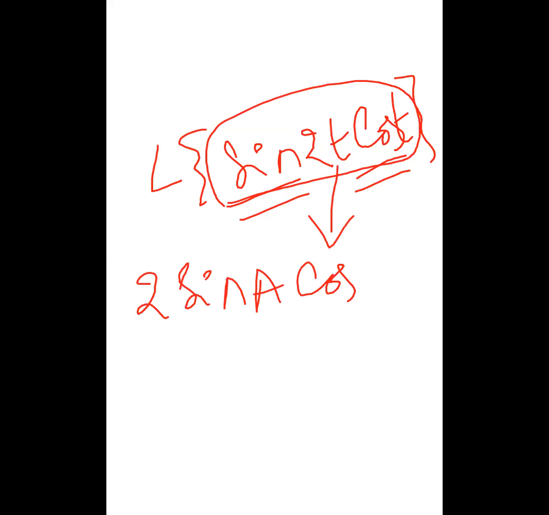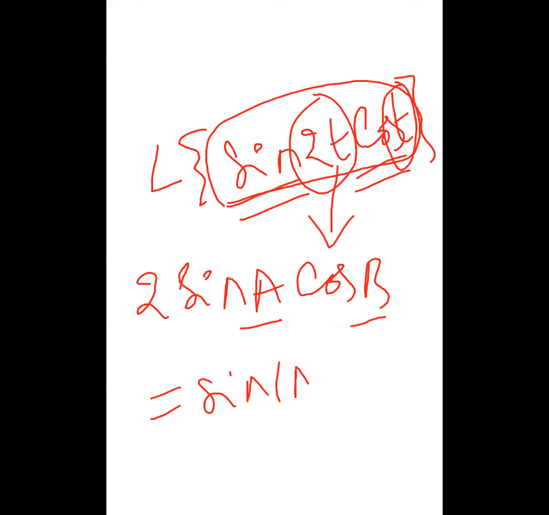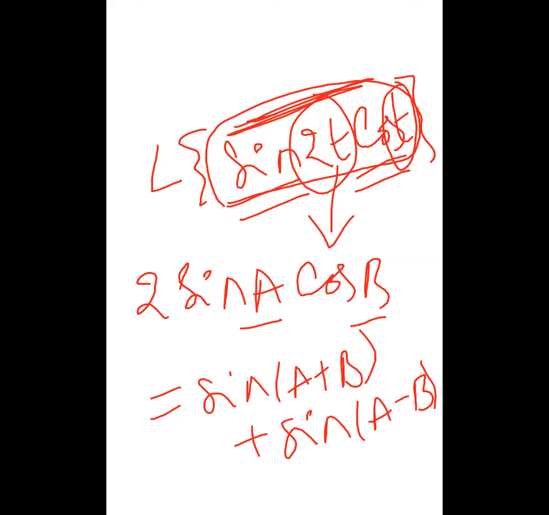Observe that both angles are different. The first angle is 2t and the second angle is t. That's why I choose the formula 2 sin A cos B, which is sin A plus B plus sin A minus B. Substituting the angles A equal to 2t and B equal to t, we get sin 2t plus t, that equals sin 3t, plus sin 2t minus t, that equals sin t. So the multiplication combination is converted into an addition combination, that is sin 3t plus sin t.